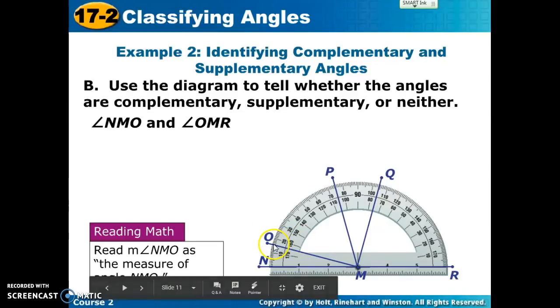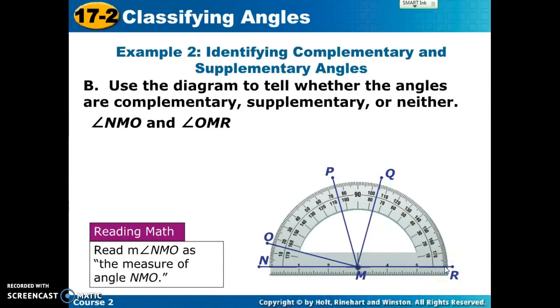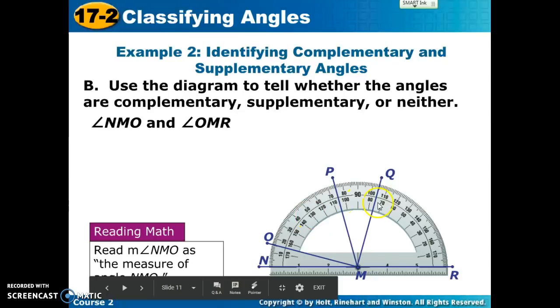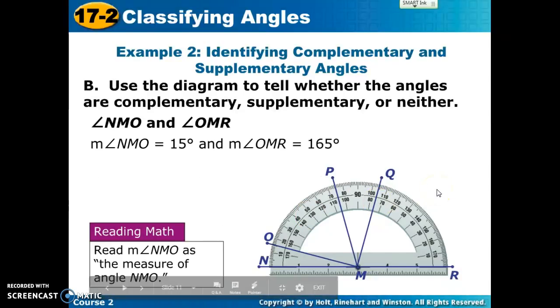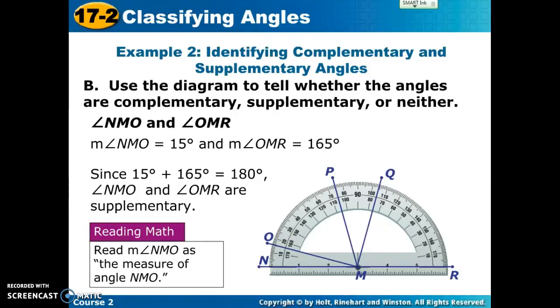O is at 15, and R is all the way over at 180. So 180 minus 15 gives you 165 degrees. And all right, so now we know that one angle is 15 degrees. The other angle is 165 degrees. If we add them together, 15 plus 165 is 180 degrees. 180 means they are supplementary angles.